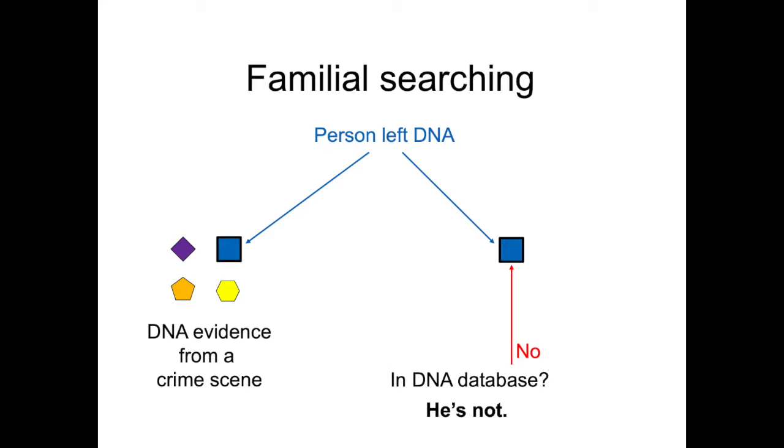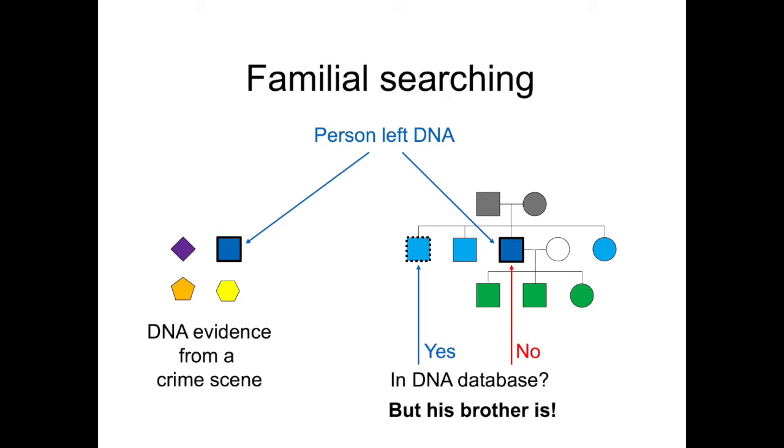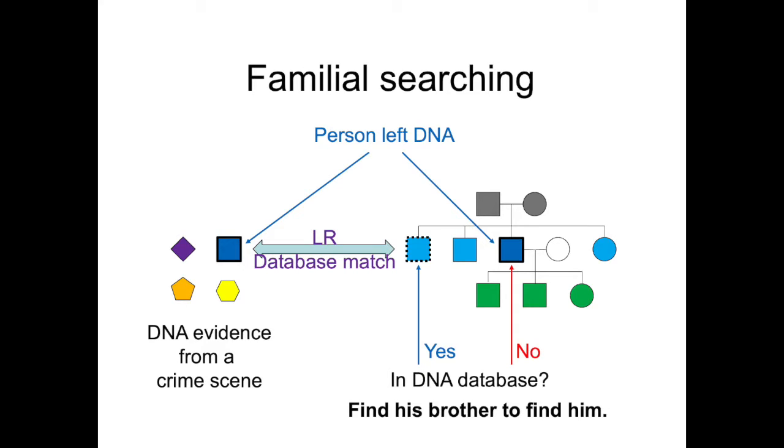No, he's not. Shown on the right is the family of the blue square individual who left his DNA at the crime scene. No, he's not in the DNA database, but as shown on the far left with a dotted line around the blue square, his brother is in the DNA database. Comparing the evidence genotype on the left with the brother of the person in the database on the right, we can use his brother to find the person who left the DNA using a DNA database. That's familial searching, finding people who left their DNA in evidence through their relatives on a DNA database.